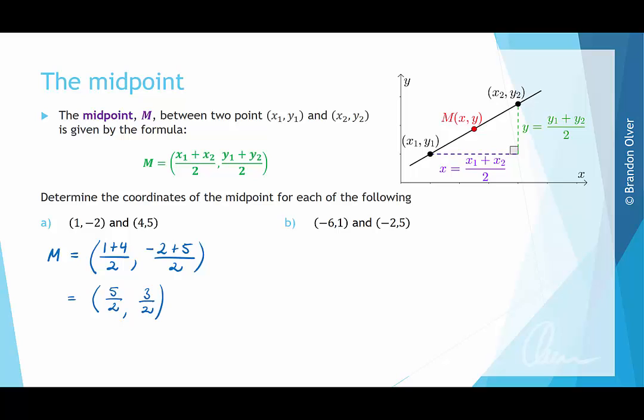Similarly for part B, we have the midpoint is equal to the x values added together, so we have -6 plus -2 divided by 2, and then we have the y values, which is 1 plus 5 divided by 2. So evaluating that, we have -8 on 2 is -4, and then the y value is 1 plus 5 is 6 divided by 2 gives 3, so that's the midpoint of those two coordinates.